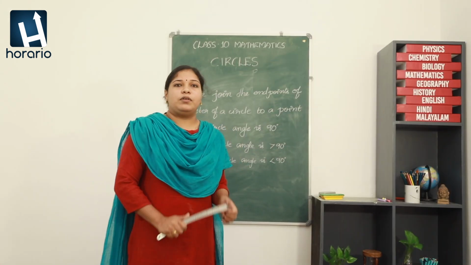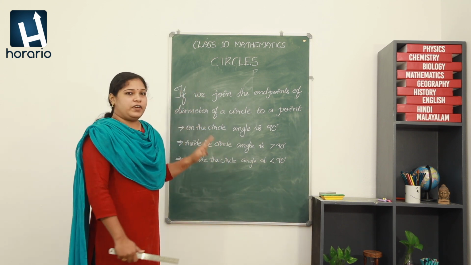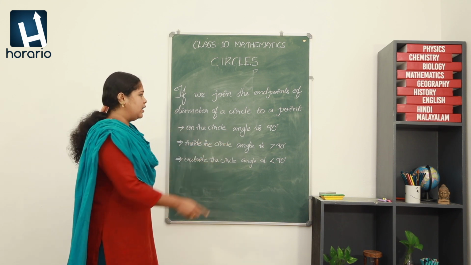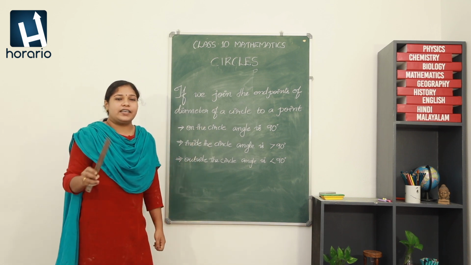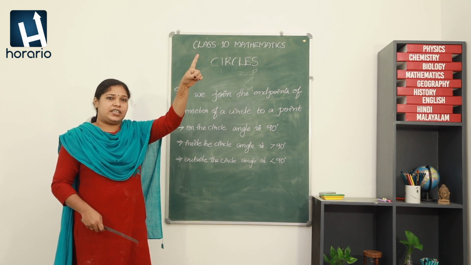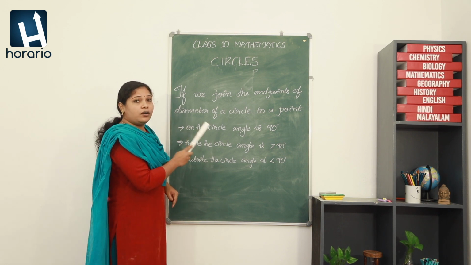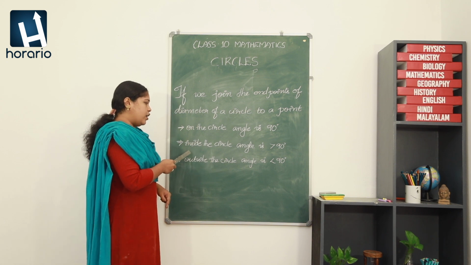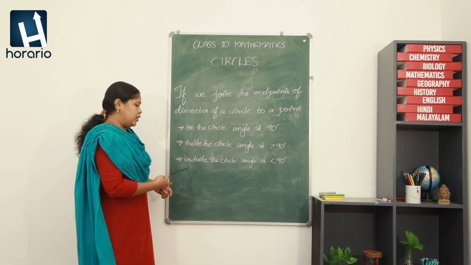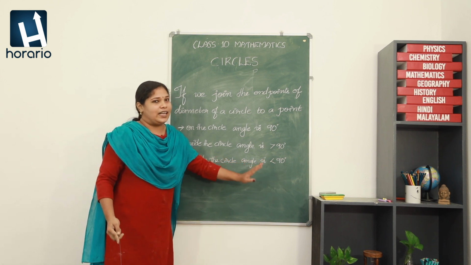Now, let us conclude. What have we learned? If we join the endpoints of a diameter of a circle to a point on the circle, the angle is 90 degrees. So, the angle in a semicircle is a right angle. We have three regions: a point outside the circle, exterior; on the circle; and inside, interior. If we join the endpoints of the diameter to a point on the circle, the angle is 90 degrees. If we join the endpoints to a point inside the circle, the angle is greater than 90. And if we join the endpoints to a point outside the circle, the angle is less than 90.